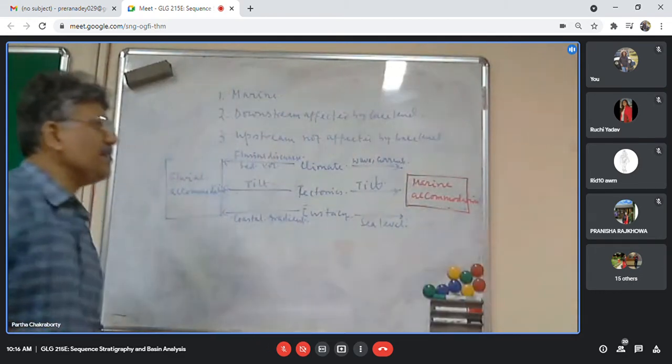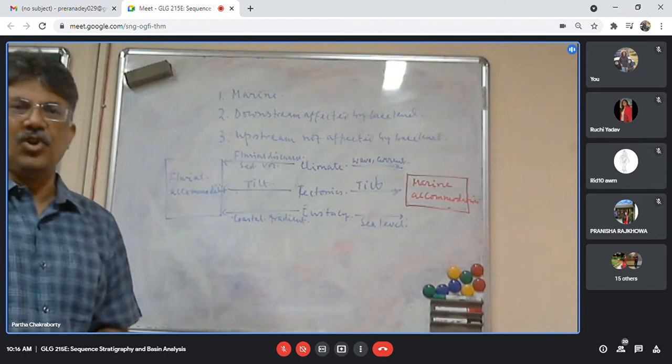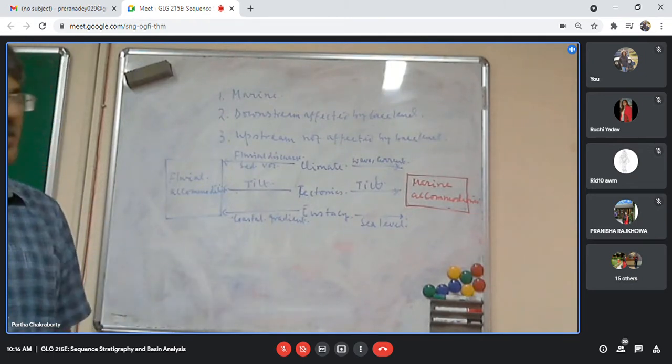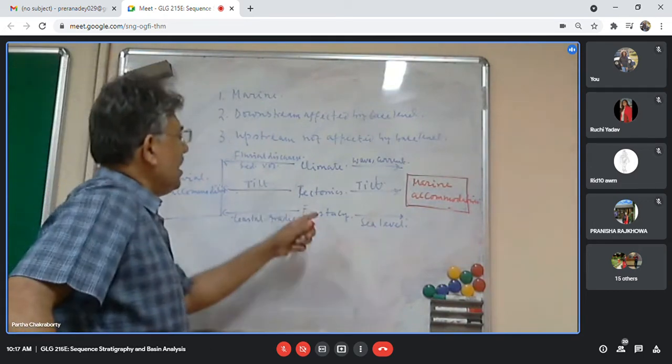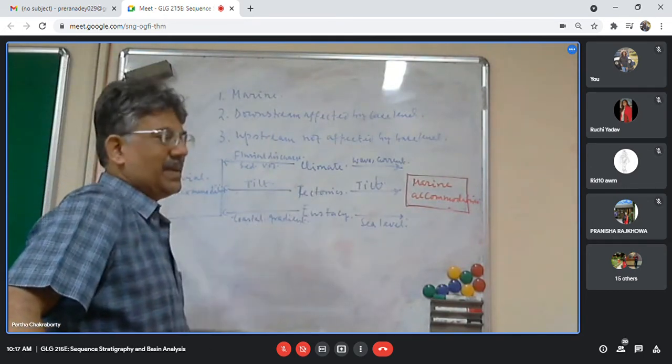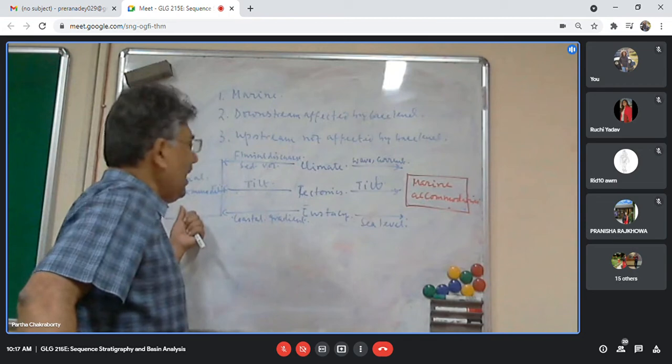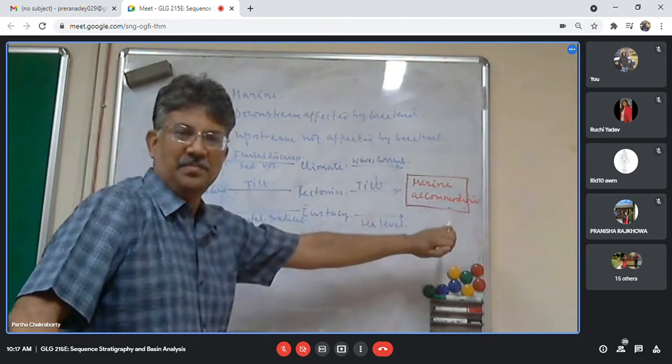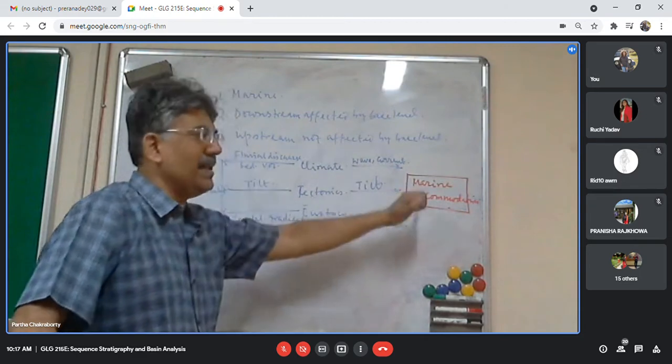So in very simplistic terms, what I find is that eustasy, tectonics and climate affect both the fluvial or non-marine accommodation as well as marine accommodation. Both non-marine and marine accommodation.